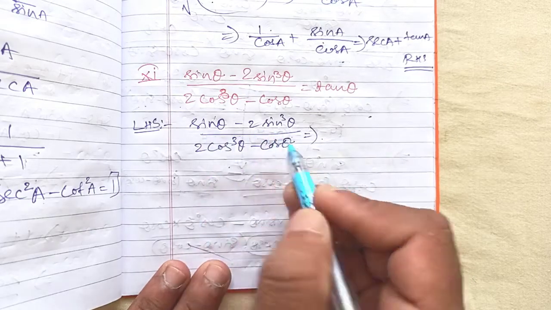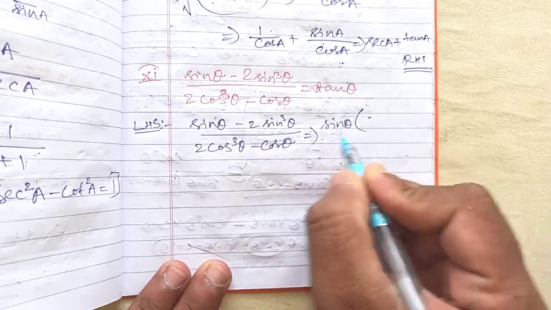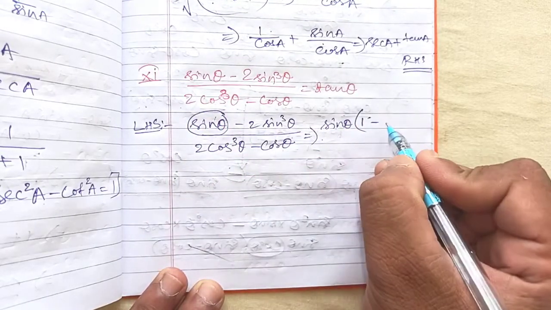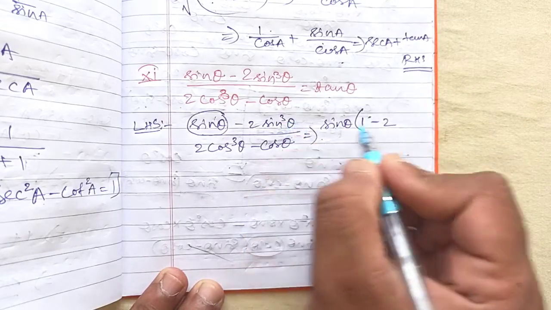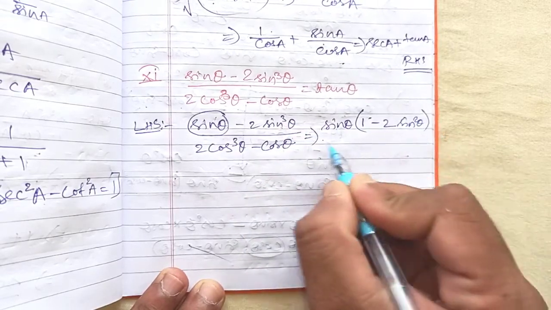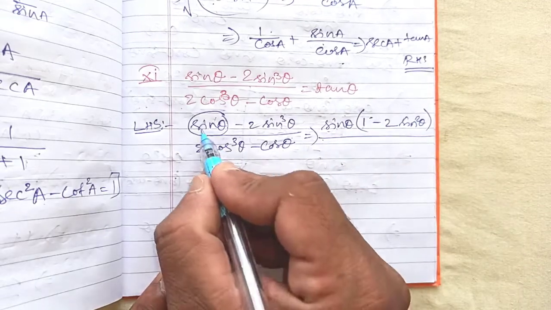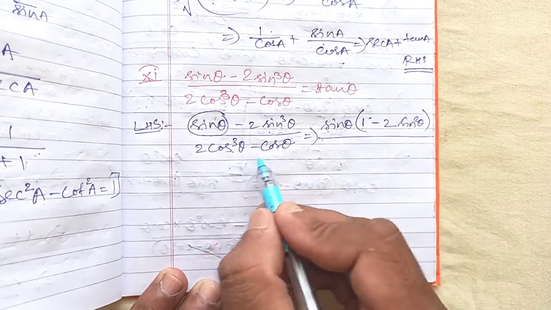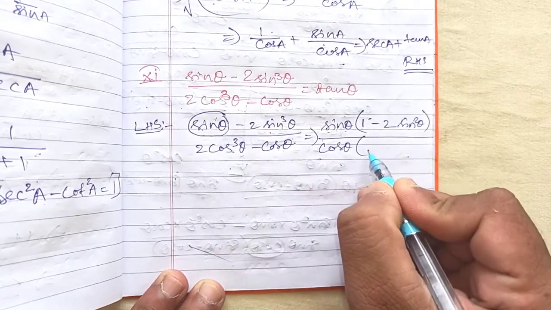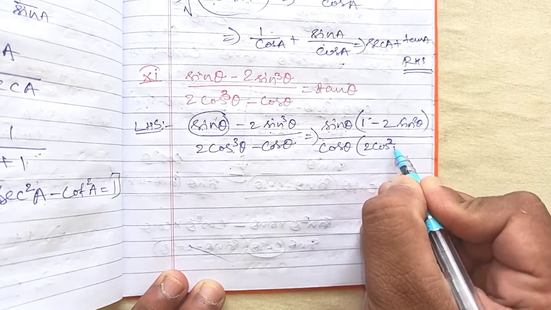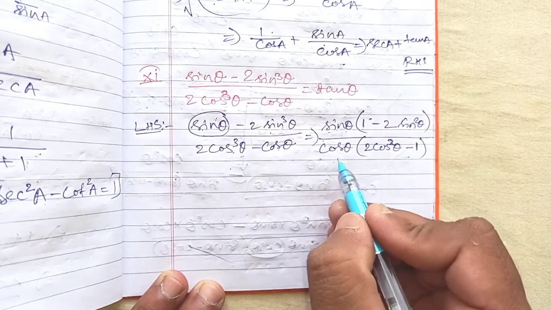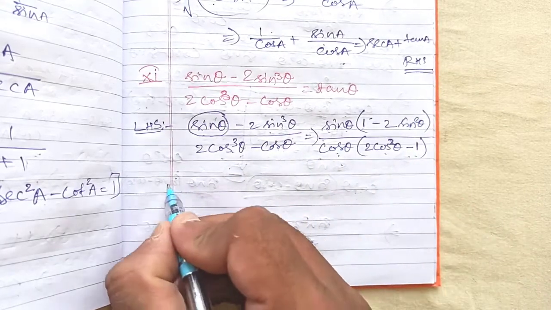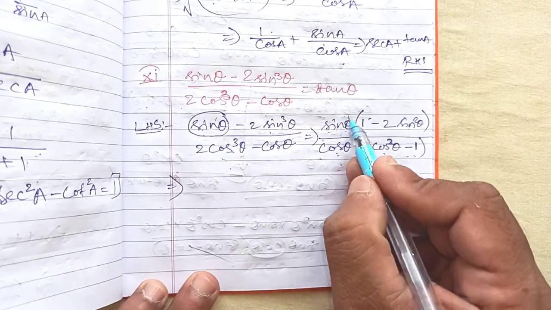So what I will do, from these two terms I will take out sin theta common. From here, if I take out sin theta common, nothing is there, so we write 1. From here, if I take out 1 sin theta, 2 sin square theta will be left. Sin theta into 1 is sin theta, sin theta into sin square theta is sin cube theta. Whole divided by, from these two also I will take out cos theta common. So it will become 2 cos square theta minus 1. Cos theta into cos square theta is cos cube theta, cos theta into 1 is cos theta.